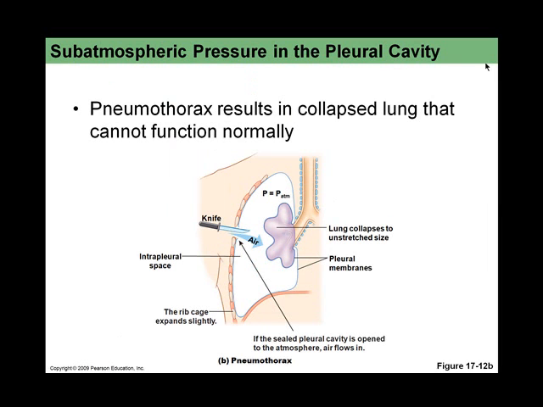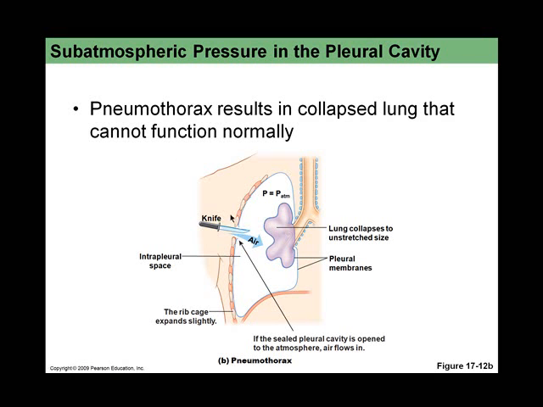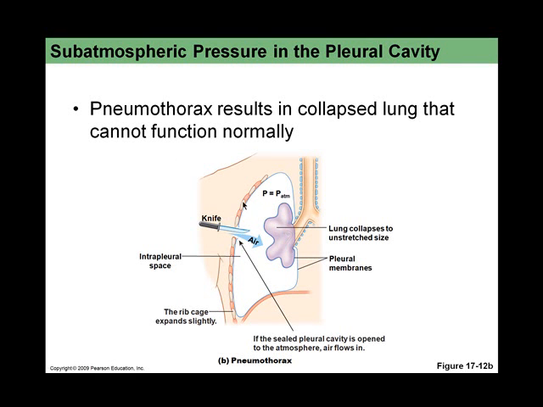So the subatmospheric pressure in the pleural cavity is extremely important. Anything that disrupts it will change all the fluid dynamics, as well as the amount of pressure on the outside surface of the lungs and the residual air that is in the lungs. So with pneumothorax, what we have is a collapsed lung that cannot function normally. So this not only damages the endothoracic fascia, if it also goes through the parietal pleura, then you will get the collapsed lung.